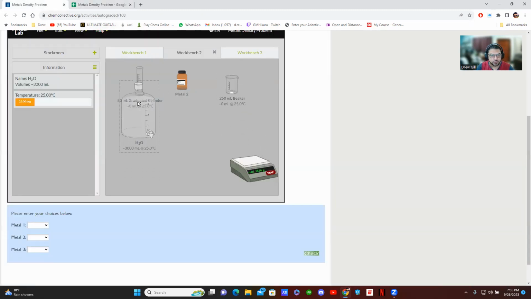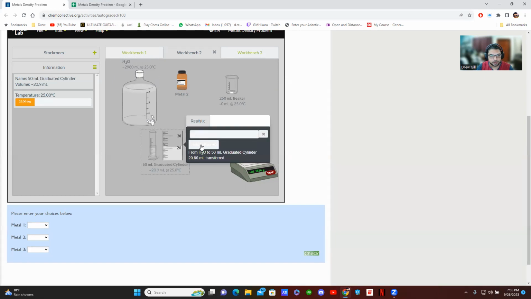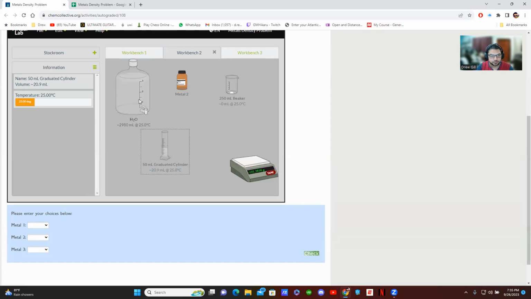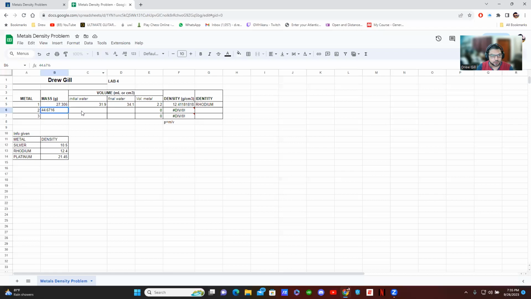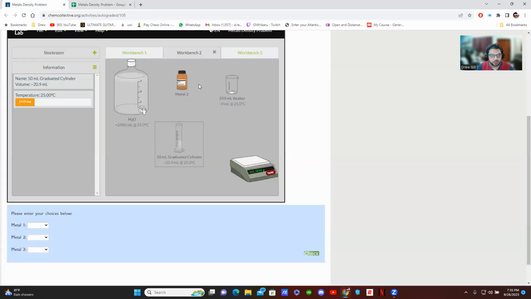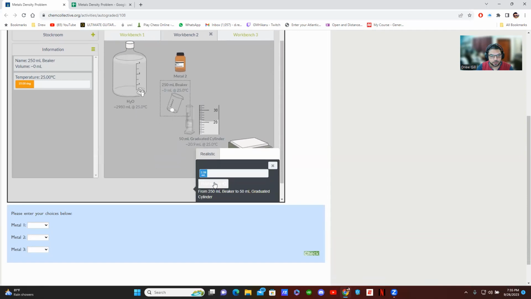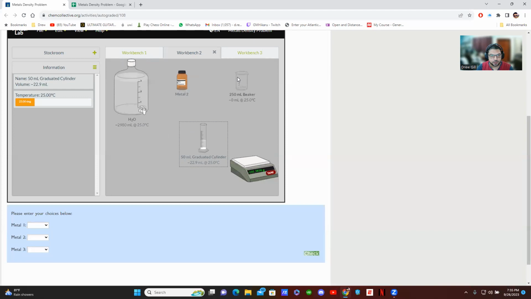And adding some water to my graduated cylinder. And then adding my metal number 2 to 20.9 to my graduated cylinder. Putting all of it in there. And now you can see it's at 22.9.